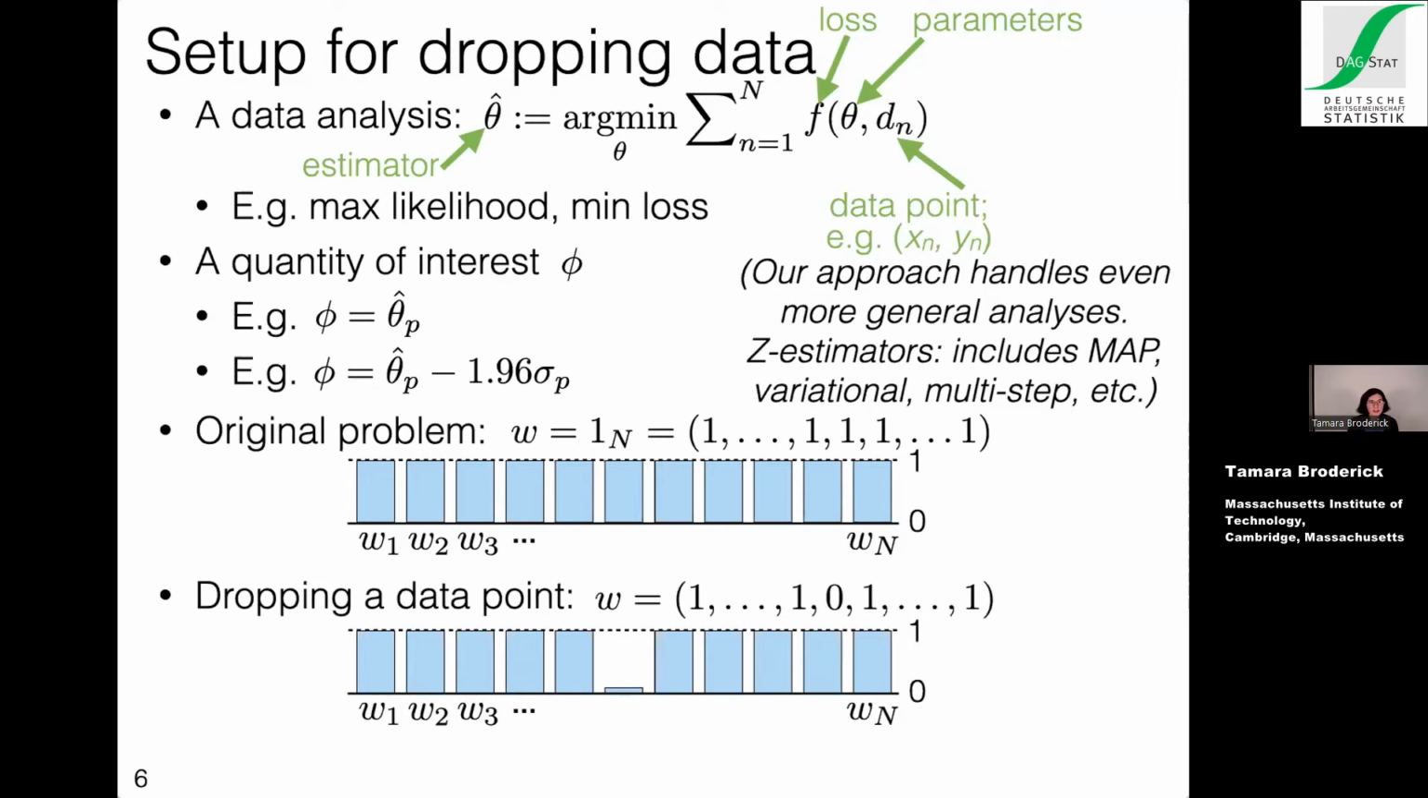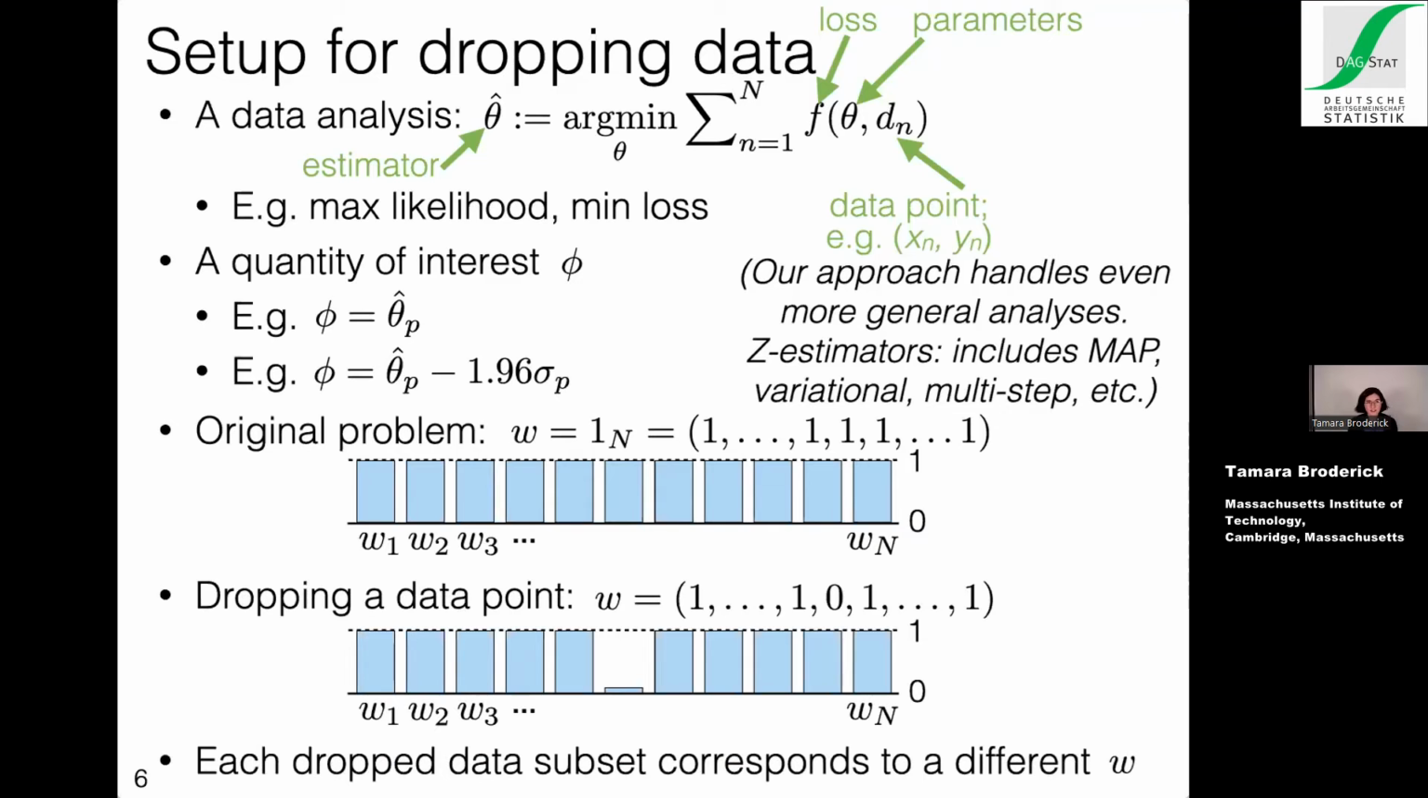And a way to conceptualize dropping a data point is that we take its corresponding weight from 1 to 0. So if we drop the 10th data point, we take W10 from 1 to 0. If we drop 2 data points, we take both of their weights from 1 to 0. And so on. Hopefully you agree that every dropped data subset corresponds to a different weight vector W.